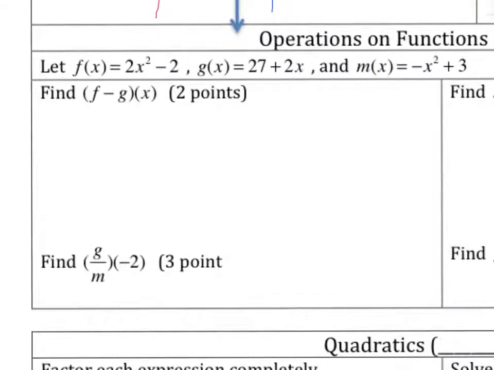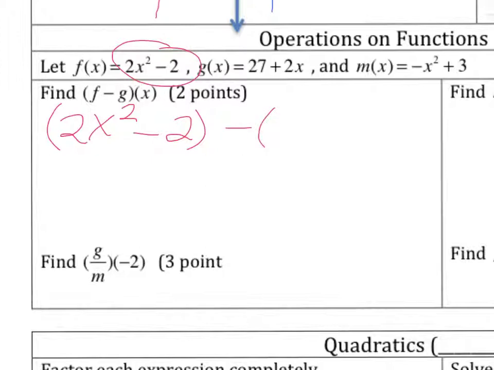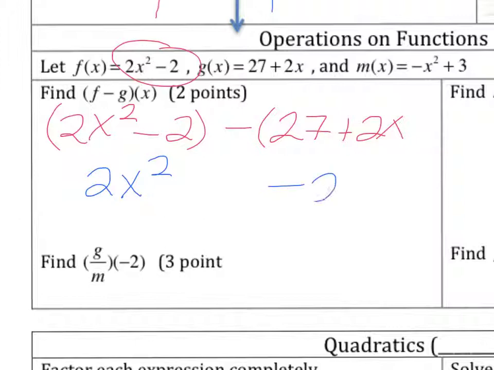My next set of problems is based on some operations on functions. My first one is f minus g of x. That means I take f of x, 2x squared minus 2, and from that I'm going to subtract g of x, which happens to be 27 plus 2x. I can simplify that a little bit. 2x squared minus 2 minus 27 more is going to be minus 29, and then I have a minus 2x.